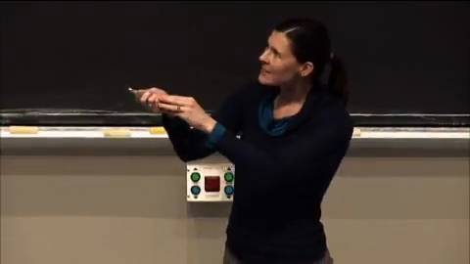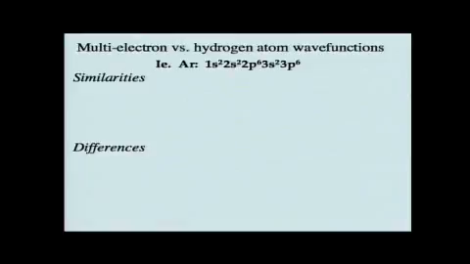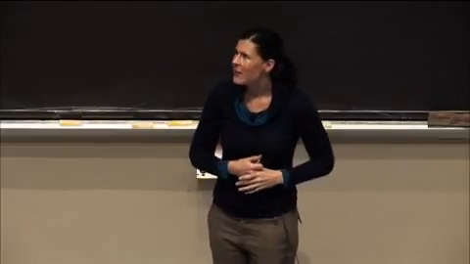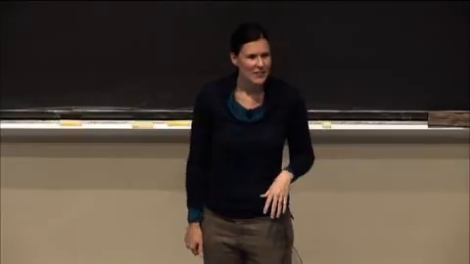So as an example, let's take argon. I've written up the electron configuration here. And let's think about what some of the similarities might be between wave functions in argon and wave functions for hydrogen. So the first is that the orbitals are similar in shape. So for example, if you know how to draw an s orbital for a hydrogen atom, then you already know how to draw the shape of an s orbital or a p orbital for argon.